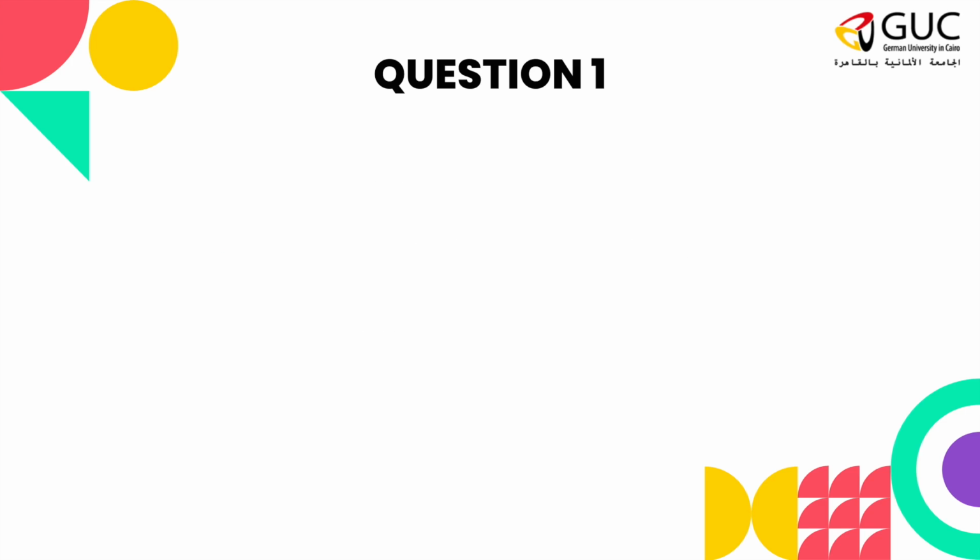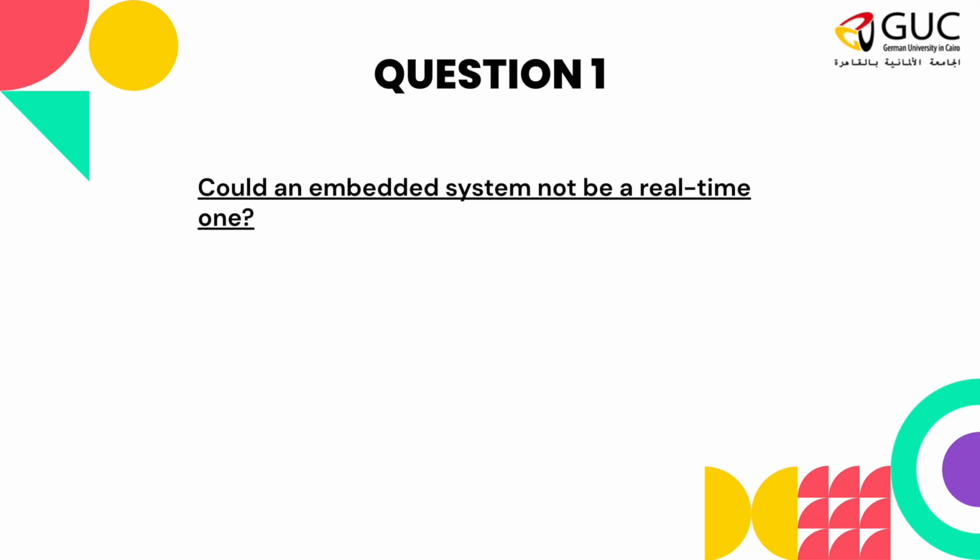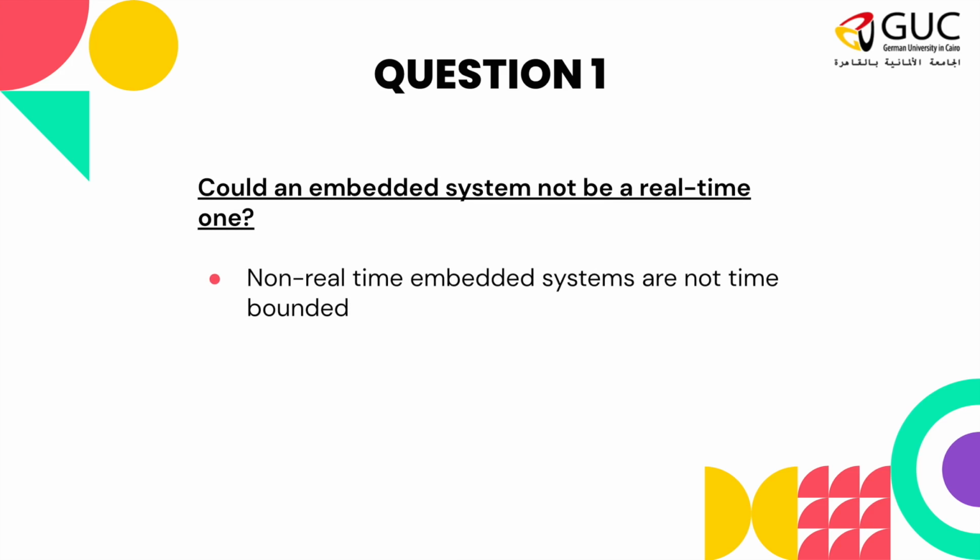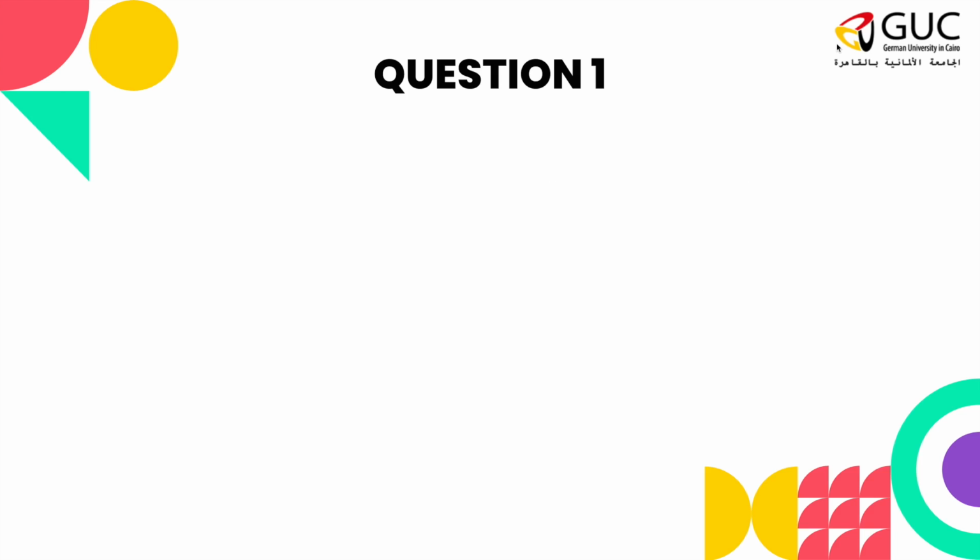Let's move on to the third question. Could an embedded system not be a real-time one? Non-real-time embedded systems are not time-bounded. As I told you before, we can have real-time embedded systems and non-real-time embedded systems, and the difference is regarding the timing constraints. So non-real-time embedded systems exist. However, they are not bounded by any time constraints.